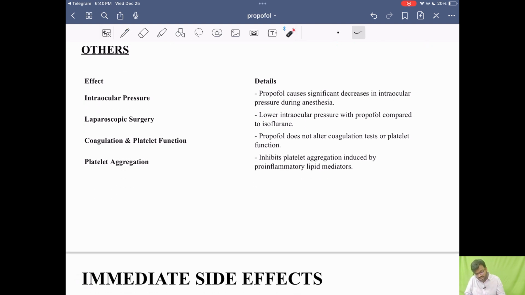Propofol does cause a significant decrease in intraocular pressure, lower than with isoflurane. Propofol does not alter coagulation tests or platelet function, and it also inhibits platelet aggregation induced by pro-inflammatory lipid mediators. So we saw the effects on IOP, the effects with isoflurane, the effects on the coagulation profile, and what it does to platelet aggregation.